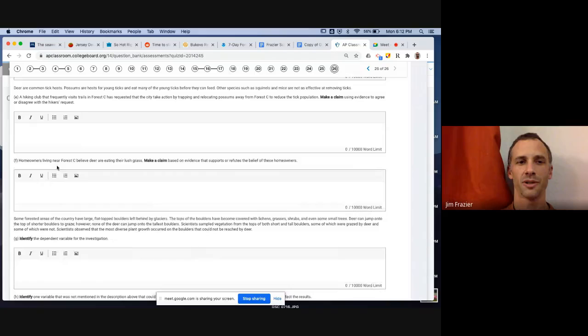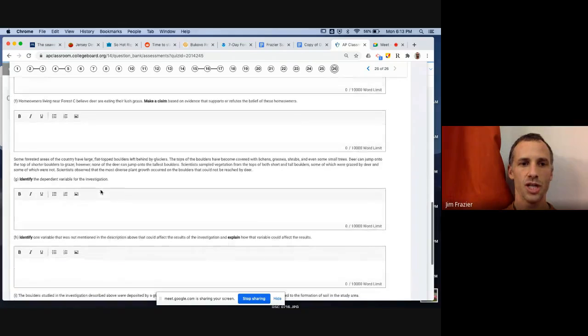For F, you also needed to disagree with the homeowners living near Forest C. There are a couple of ways you could have explained that, but primarily, deer probably have very little effect on the lush grass around Forest C because deer densities are low, and there are plenty of other species that deer prefer still left in Forest C.